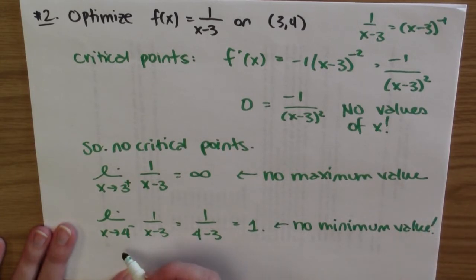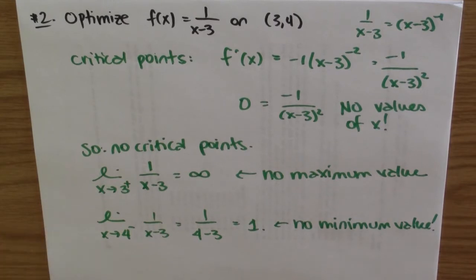If x equals 4 was included in the interval, this would be the global minimum, but since it's not, I have no minimum value. So this function, f of x equals 1 over x minus 3 on (3, 4), has neither a global minimum nor a global maximum.